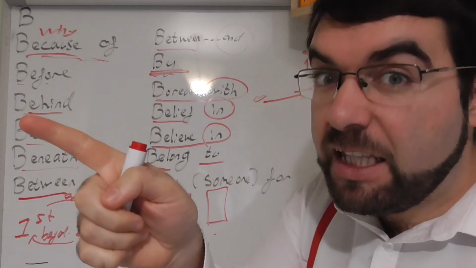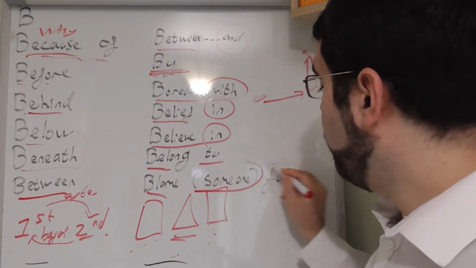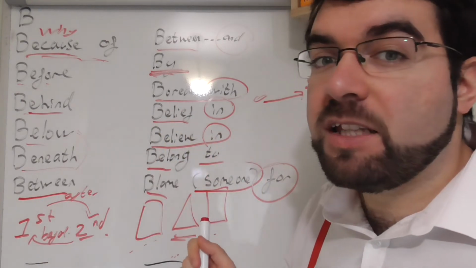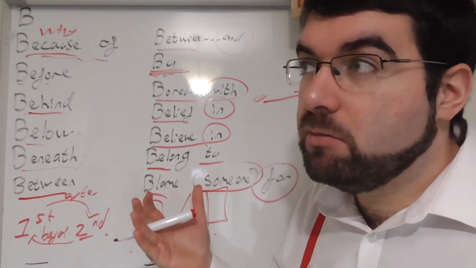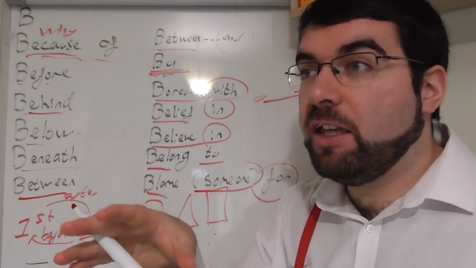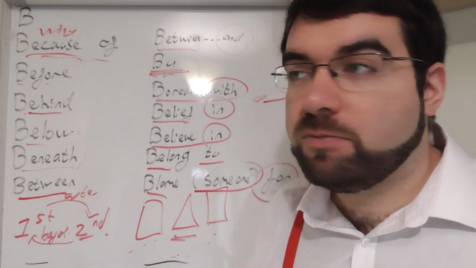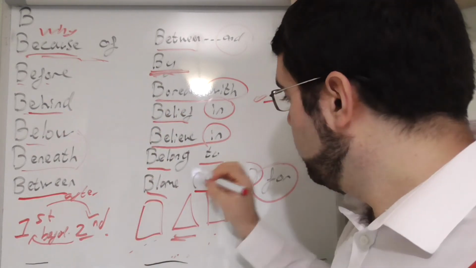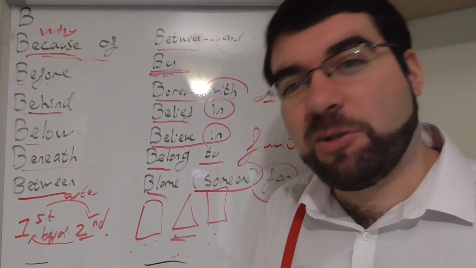And blame. Blame someone. It's their fault. They did it. Blame someone for. So they blamed her for the mistake. She wants to blame me for being late. They blame her for the errors. He blames them for the mistake because it's their fault. Blame. It's their fault. How cool is that?